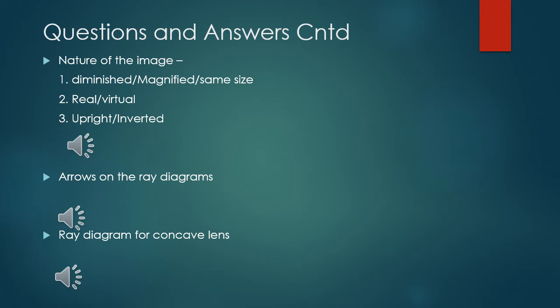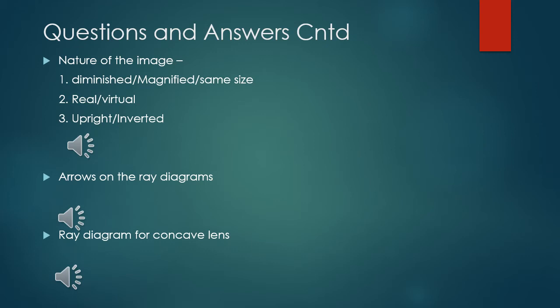One thing about ray diagrams is that they definitely need to have arrows on them. A ray diagram is not complete without arrows. I did come across quite a lot of worksheets where the arrows were missing. It is not acceptable. So please make sure that whenever you're drawing ray diagrams, you have the arrows on them showing where the rays are coming from.